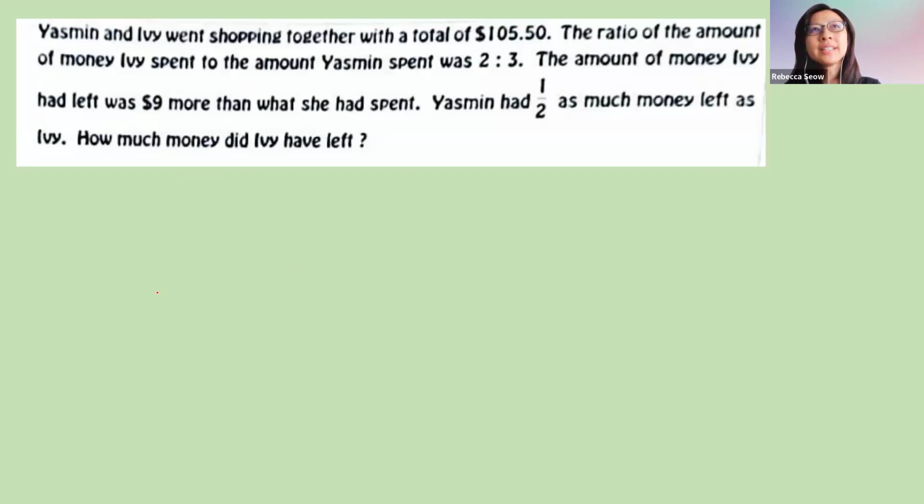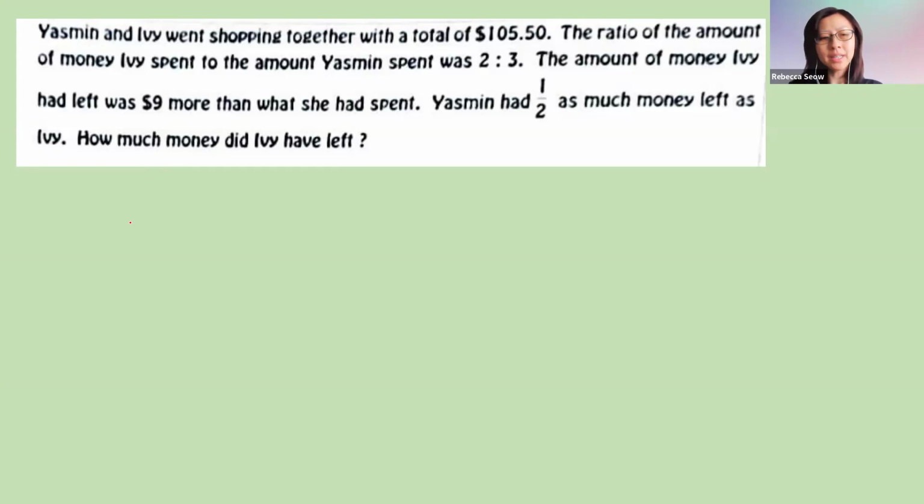The question says that Yasmin and Ivy went shopping together with a total of $105.50. The ratio of the amount of money Ivy spent to the amount Yasmin spent was 2 to 3. The amount of money Ivy had left was $9 more than what she had spent. Yasmin had half as much money left as Ivy. How much money did Ivy have left?